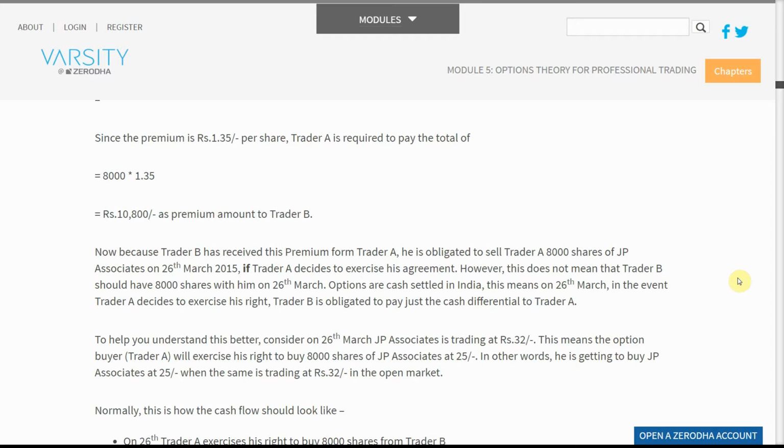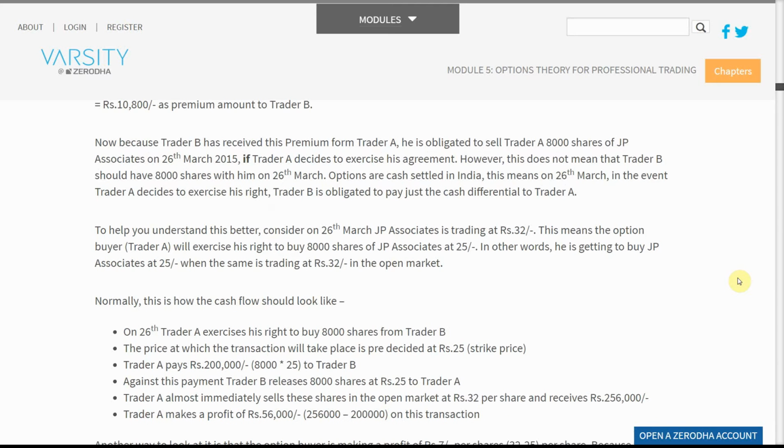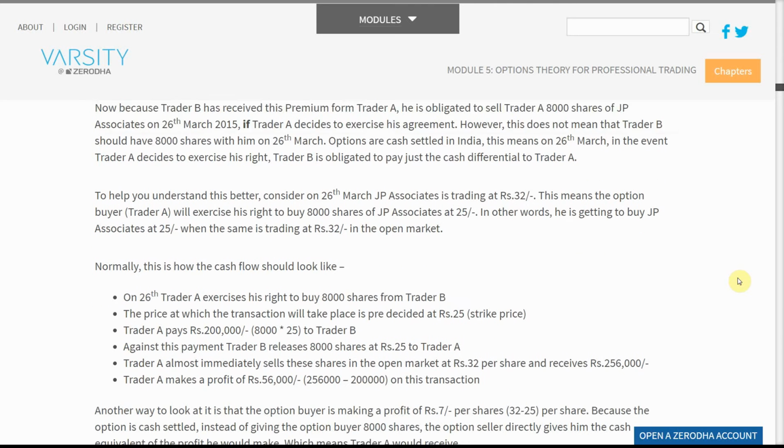To help you understand this better, consider on the 26th of March JP Associates is trading at 32 rupees per share. This means the option buyer, Trader A, will exercise his right to buy 8,000 shares of JP Associates at 25. In other words, he is getting to buy JP Associates at 25 when the same is trading at 32 rupees per share in the open market. Normally, this is how the cash flow should look.